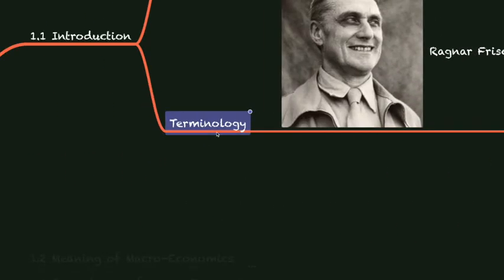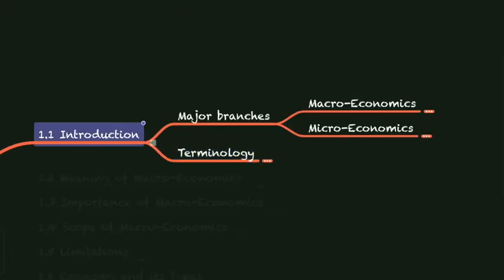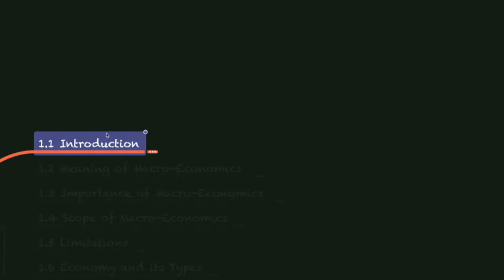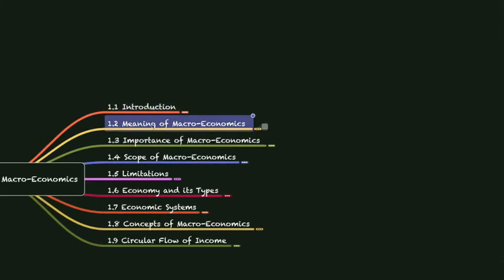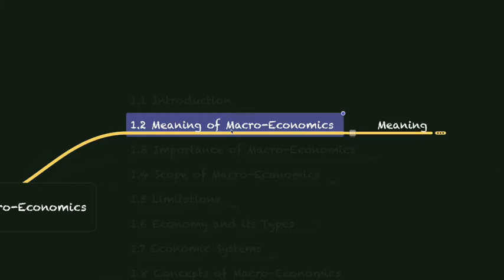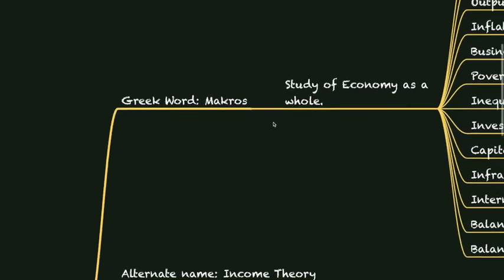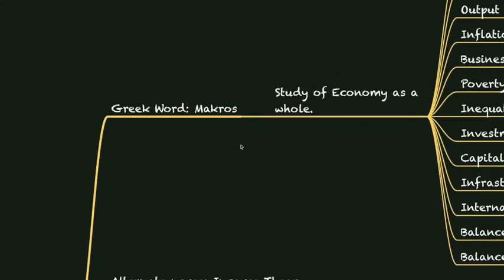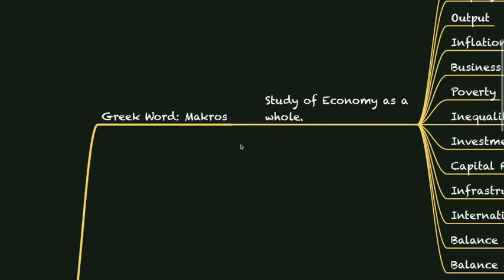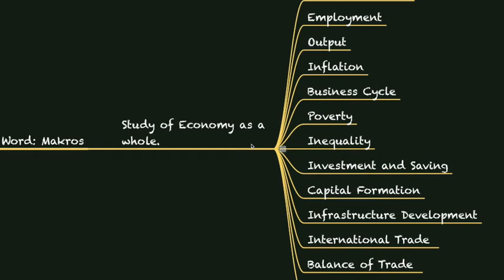Okay, so now let's move on to the next topic, which is the meaning of macroeconomics. In this, the first thing is, the word macro was derived from a Greek word known as makros, which means the study of economy as a whole.